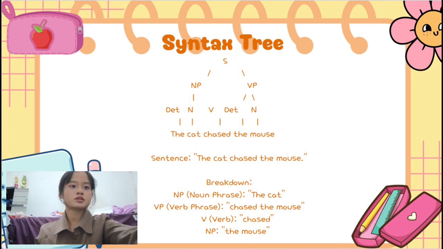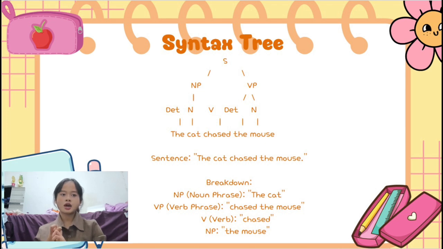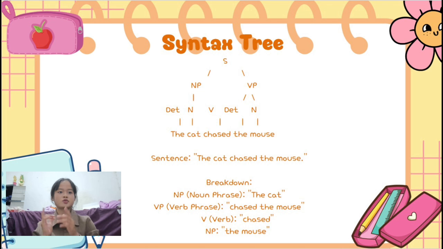So the first is the cat. The cat is a noun phrase, but the is a determiner, and cat is a noun. So the cat is a noun phrase. We add the determiner and noun, so we can make the noun phrase with determiner and noun.